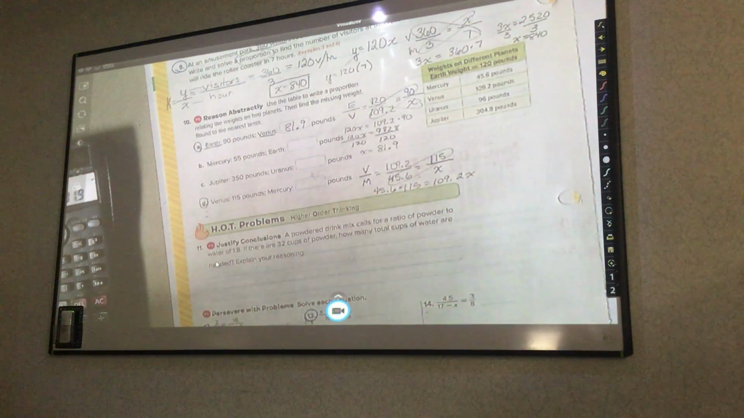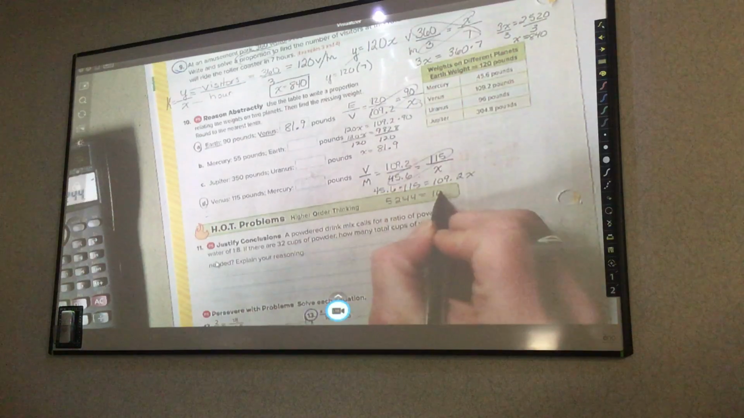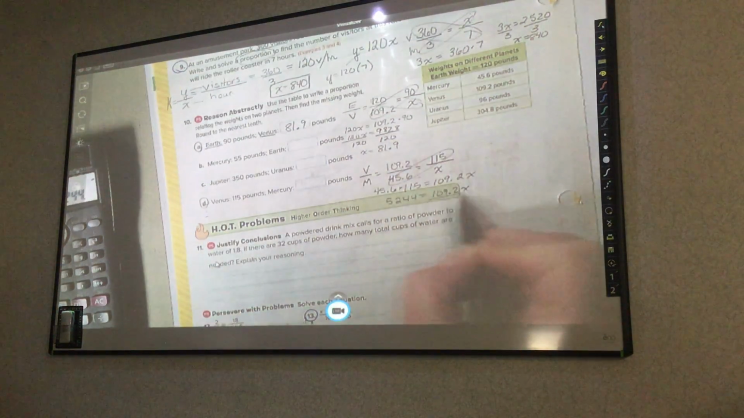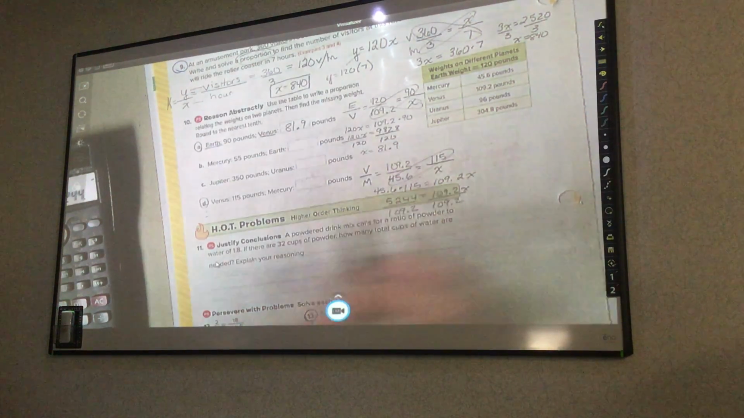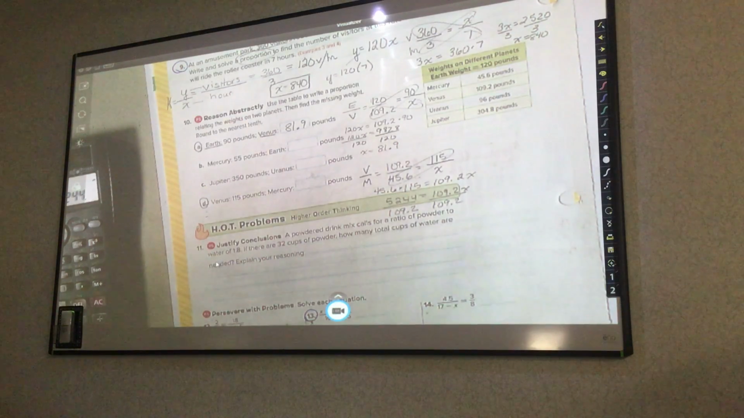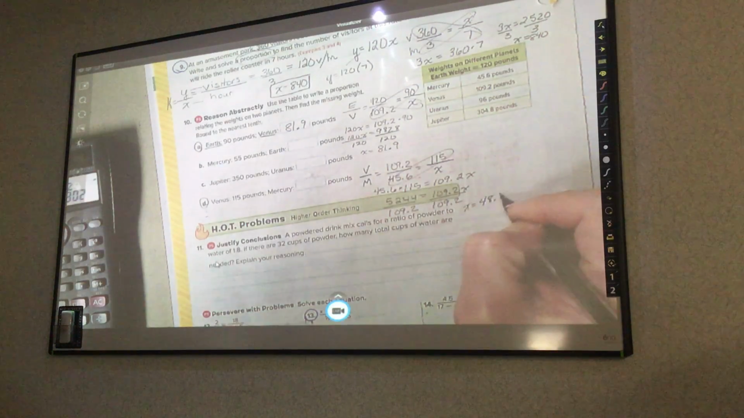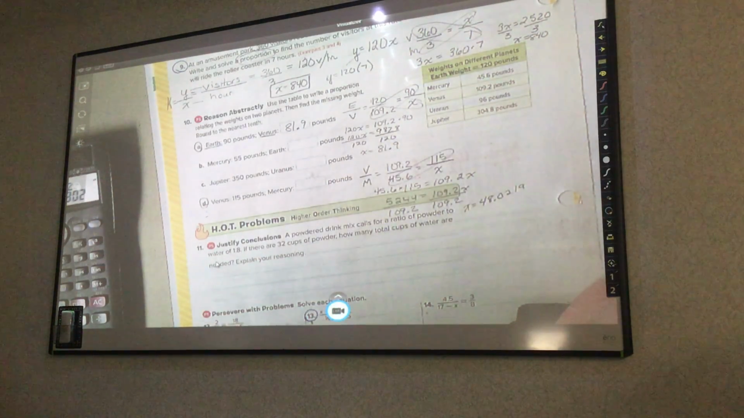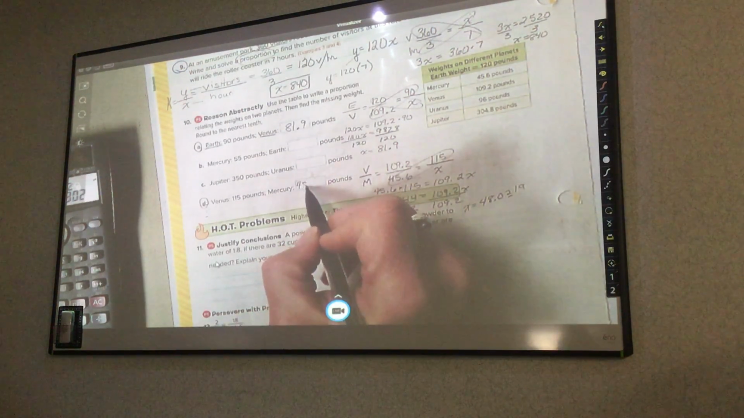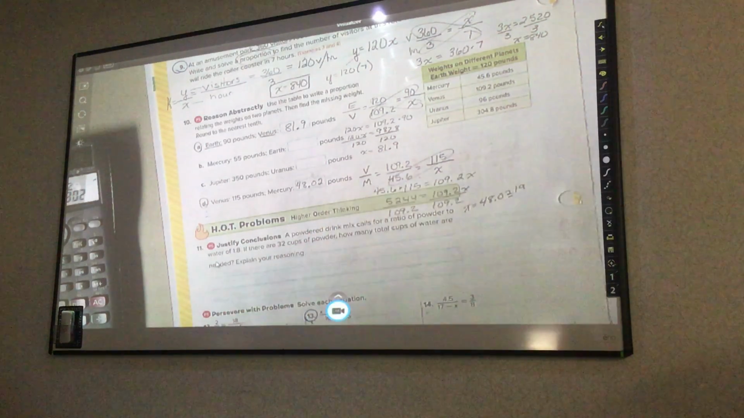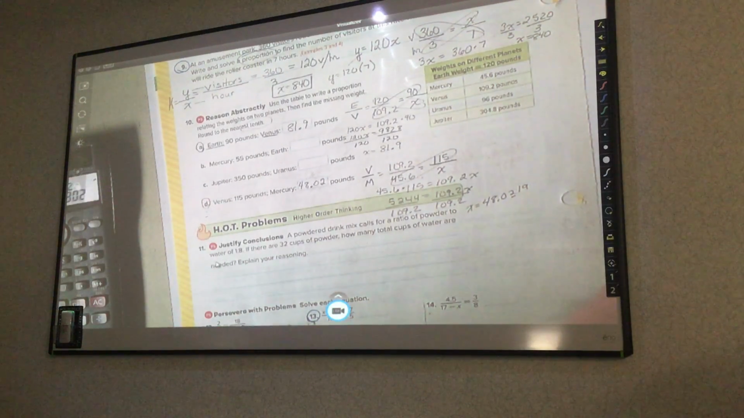45.6 times 115 is 5,244 equals 109.2x. Divide by 109.2. On my calculator, divide by 109.2, and I get x equals 48.0219, and it keeps going. Just round to the hundredth place, so 48.02. Oh, this actually tells us to round to the nearest tenth. So it'd be 48.0.